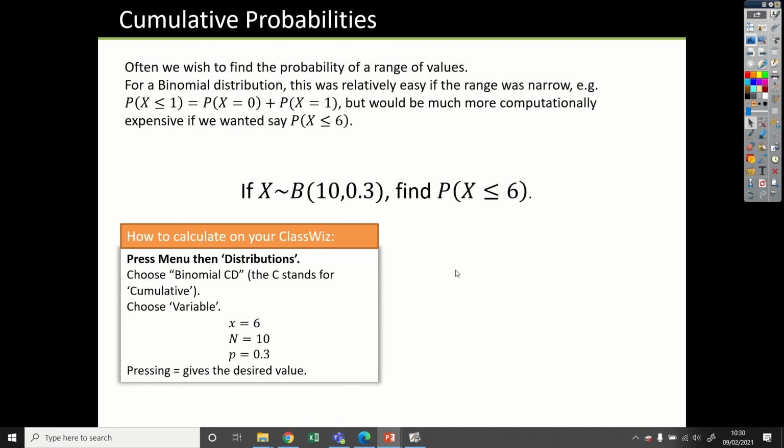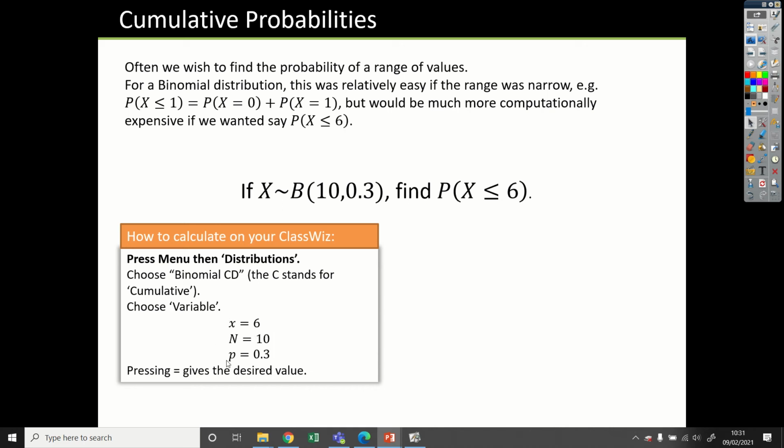You want to effectively be following the same directory in your calculator as you did in the previous video, except rather than choosing binomial PD, you're instead going to binomial CD, which I think you have to scroll down to get to. So menu, distributions, which I believe is option 7, and then it's binomial CD, and then variable, and you're led to this page here. CD stands for cumulative distribution, so the C should jog your memory that it's cumulative there, rather than single valued.